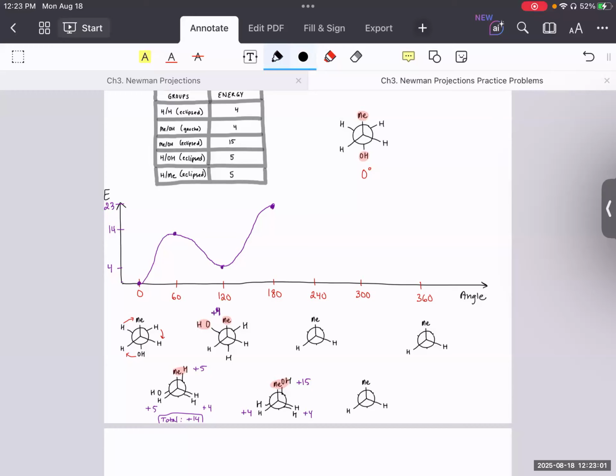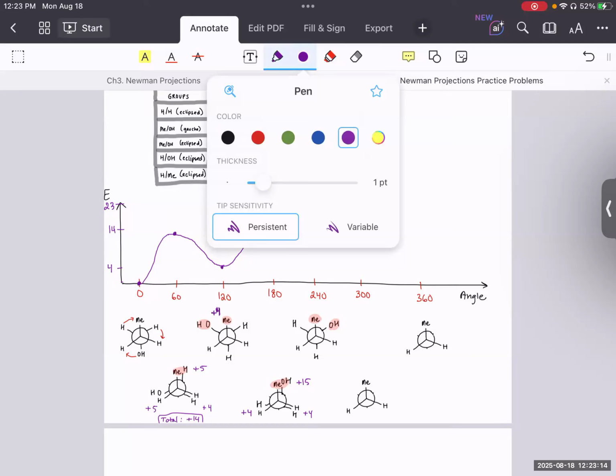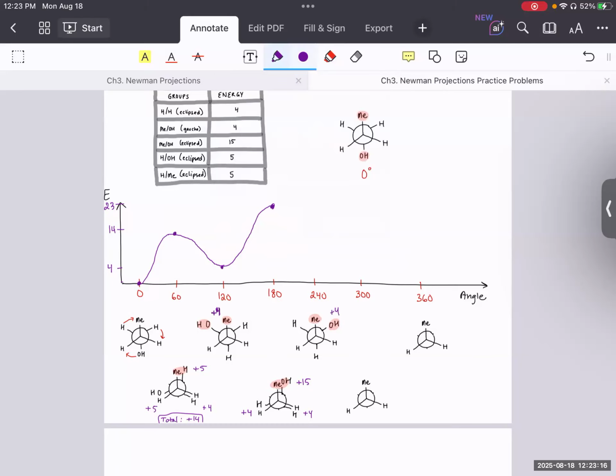Right. Next, we can rotate another 60 degrees. I'm not going to talk through exactly how I'm rotating here, but basically we just keep on rotating 60 degrees. Similarly to before, we are back to that +4 energy because we have a methyl and an OH that are gauche. And so we're back down to +4 here.